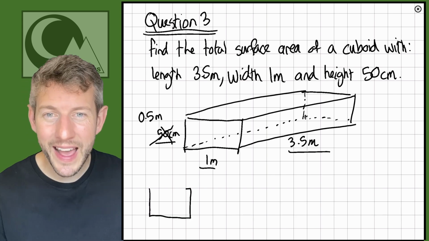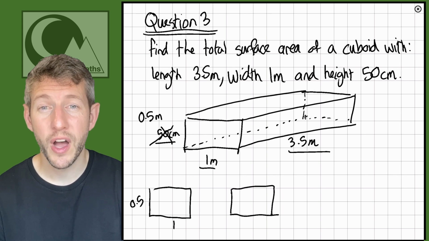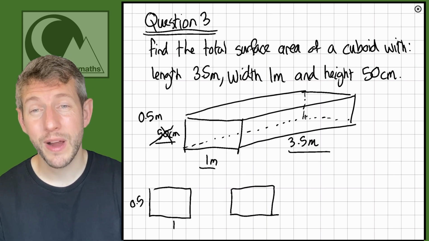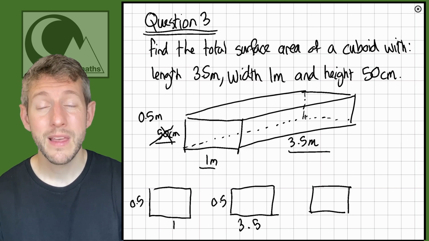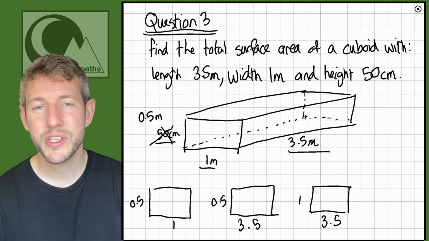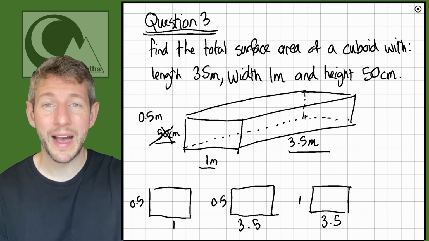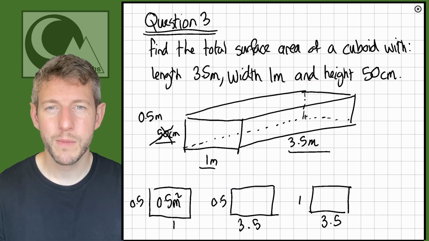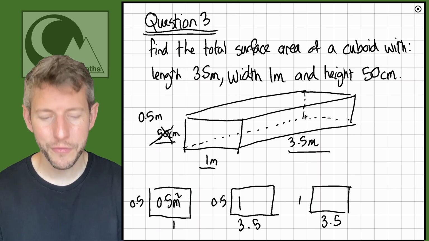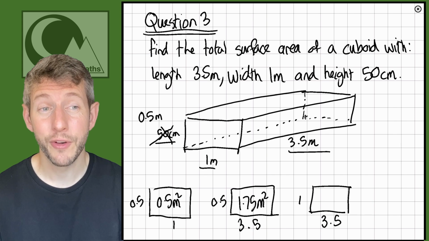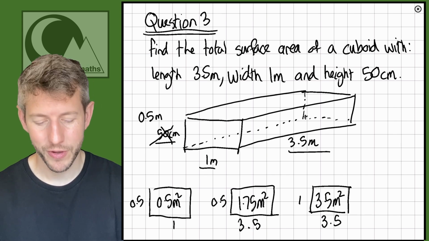Right, so now let's do the 3 rectangles. My first rectangle is 0.5 by 1. My second rectangle is 0.5 by 3.5. And my third rectangle is 1 by 3.5. So let's work out these areas. 0.5 times 1 is 0.5. 0.5 times 3.5 is 1.75. And 1 times 3.5 is 3.5.